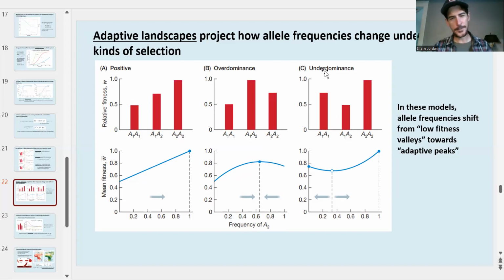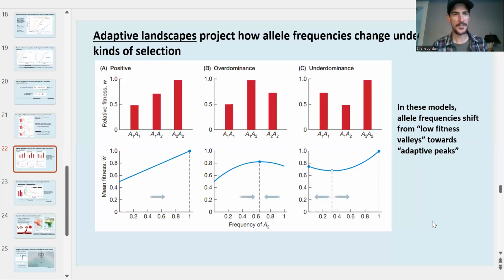And in contrast, underdominance is where the frequency of that allele being close to 30 or 40% is the low fitness valley, and the high adaptive peaks are achieved when that allele frequency is either 0 or 1, depending on the type of genotypes that are carrying that allele frequency. I should say, depending on the alleles that a particular genotype carries.